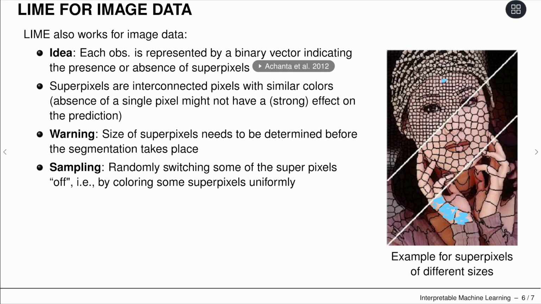If I'm removing these very small ones, or if I'm removing these kind of parts, or if I'm really going for larger pixels, we really see different kinds of superpixel sizes. And then what we're doing is the sampling for generating Z again. Randomly switching some of the superpixels off, so simply trying to remove them, simply turning them gray as I did here, overcoloring them.